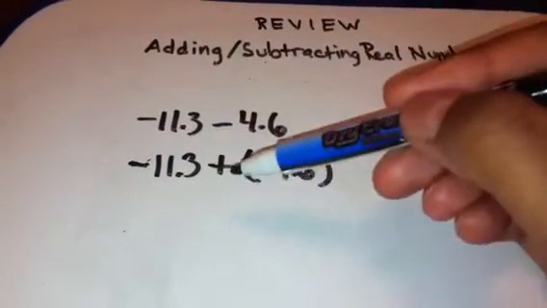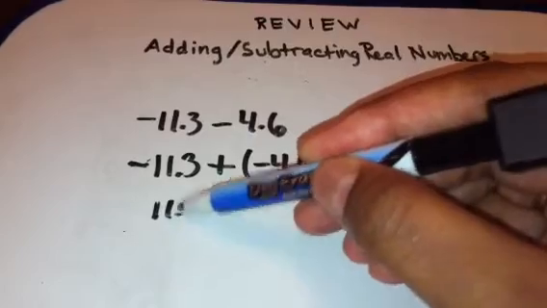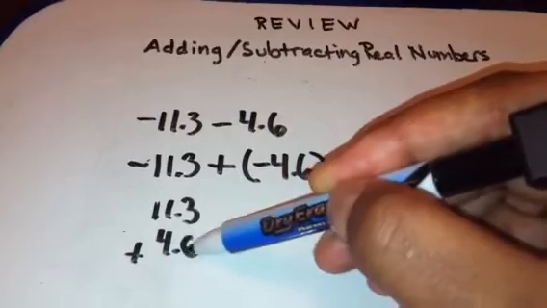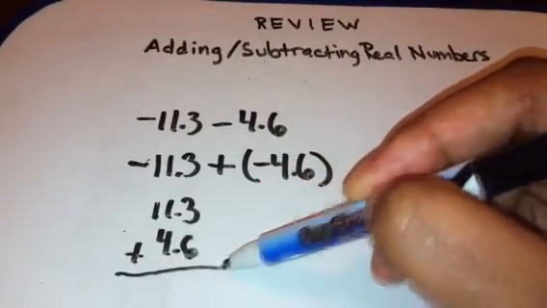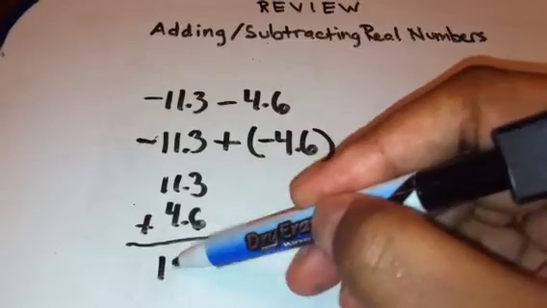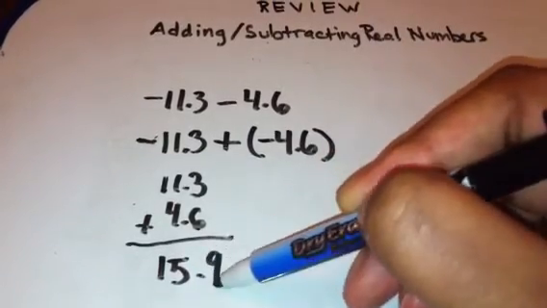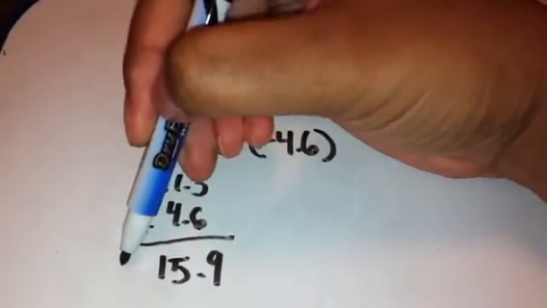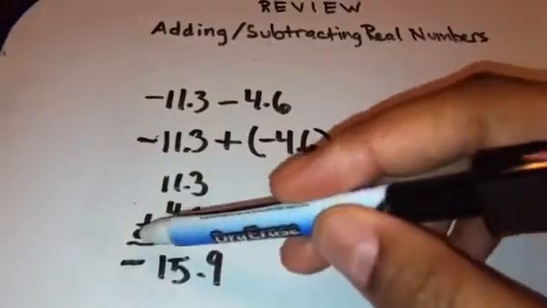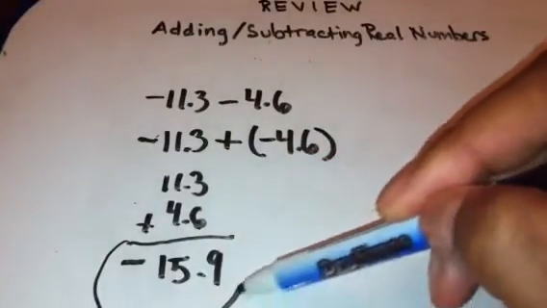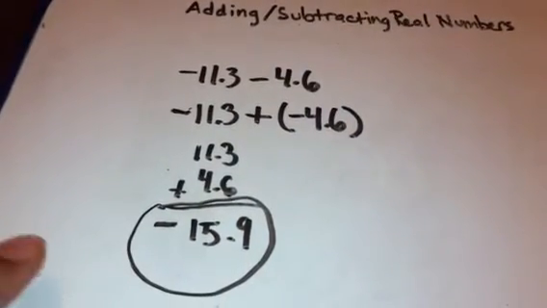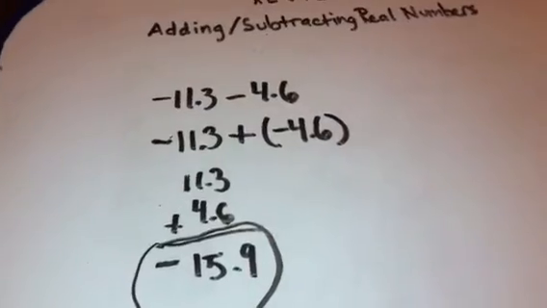And the rule of addition would just tell us to add the absolute values together. So we have 11.3 plus 4.6, which is 15.9. The common sign was the negative sign, so our final answer is -15.9. Okay, let's do another one.